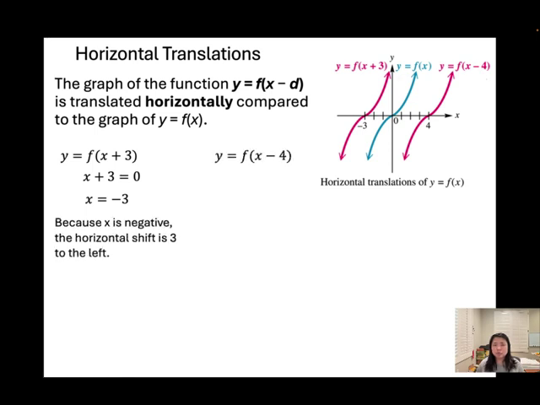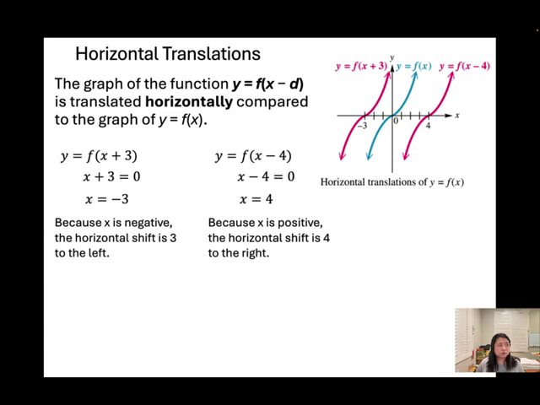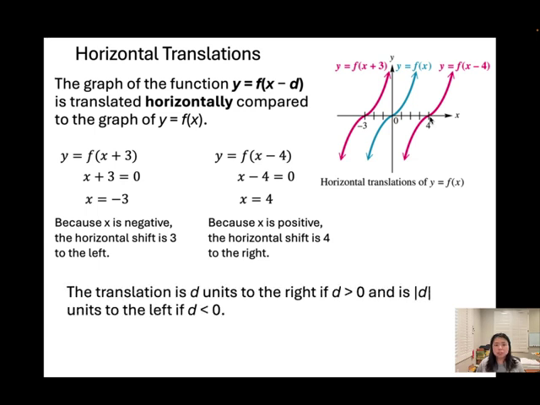Same idea for this one. We're going to set x minus 4 equal to 0. Solve for x, so x equals 4. Since x is positive, you're going to shift to the right 4 units. The translation is d units to the right if d is greater than 0, and the absolute value of d units to the left if d is less than 0. So you could just look at the d in here.